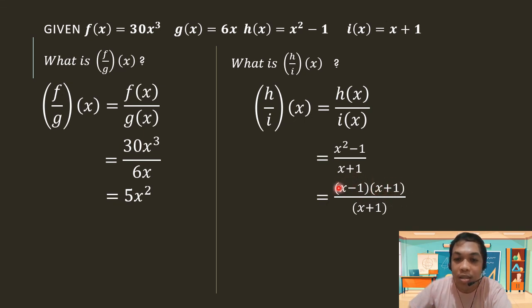So as you can see dito sa given natin, may pwede tayong i-cancel out. Kaya it's important na nakakapag-factor out. So x plus 1 divided by x plus 1, that is already equal to 1. So eliminate na natin siya. So what we have left now is x minus 1.